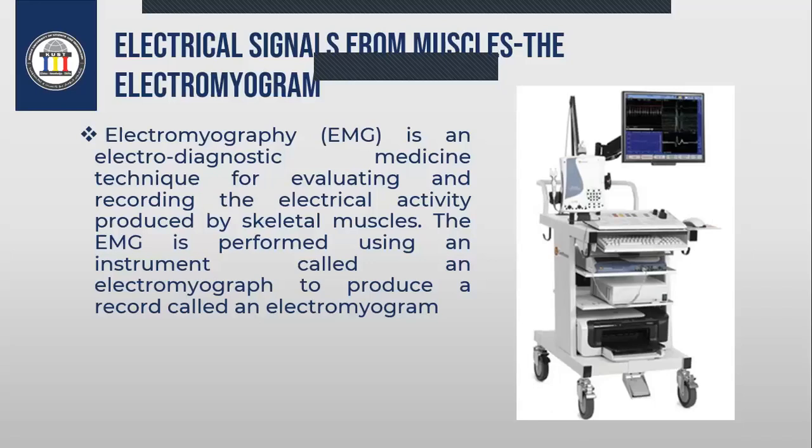Now, welcome to the fourth part of our lecture, which is electrical signal from the muscles, the electromyogram. This device is used for measuring the electrical signal coming from the muscles, and we can define it as an electrodiagnosis medicine technique for evaluating and recording the electrical signal activity from the skeletal muscles. The EMG is performed using an instrument called the electromyograph to produce a record called the electromyogram.